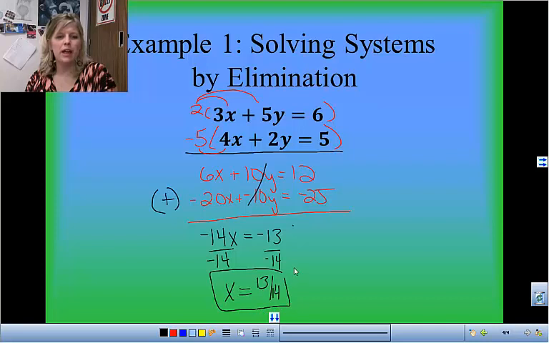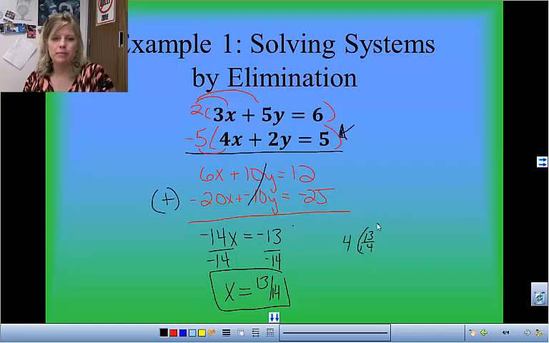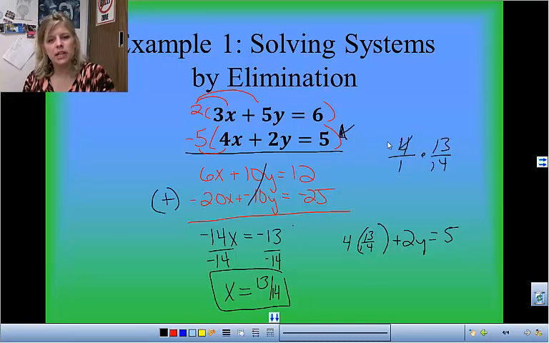How do you solve for y? Plug it in. Which one do you want to plug it into? I'm going to use this bottom equation, just because 4 is even, it'll be easier. So I go 4 times 13 over 14 plus 2y equals 5. I have no idea what 13 over 14 times 4 is. So I'm going to do some math up here. So my answer would be 52 over 14, or 26 over 7.